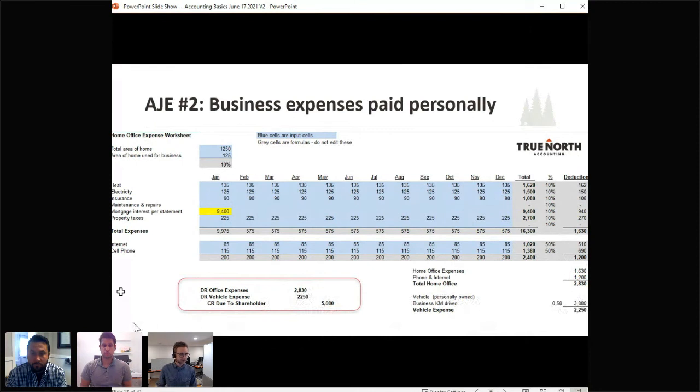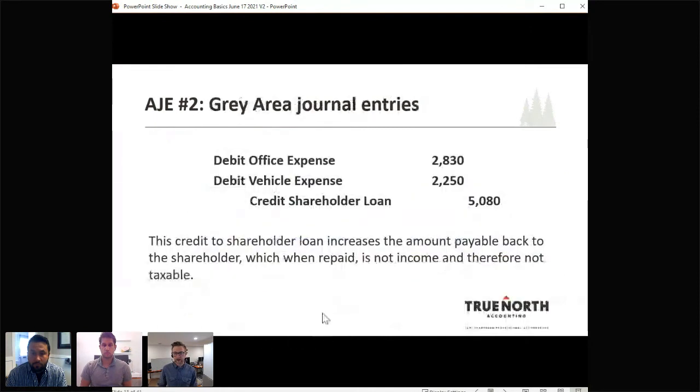So this is the entry for these gray areas. So this credit to shareholder loan increases the amount payable back to the shareholder. And when it's repaid, it's not income, and therefore it's not taxable.